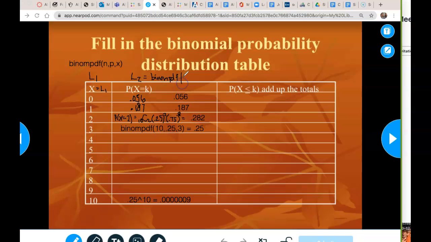and we're going to enter n, which is 10. We're going to enter p, which is 0.25. And we're going to enter x, which is list 1. All the x values are in list 1. So this is the trick. L1. And then press enter, and we should see all these numbers go into the list.